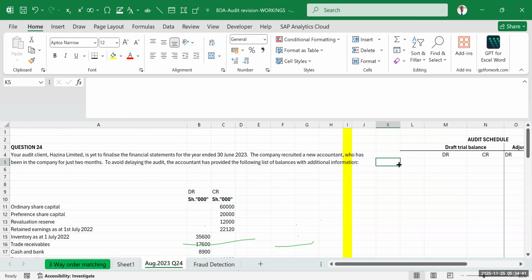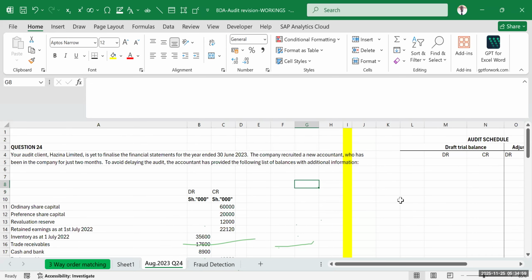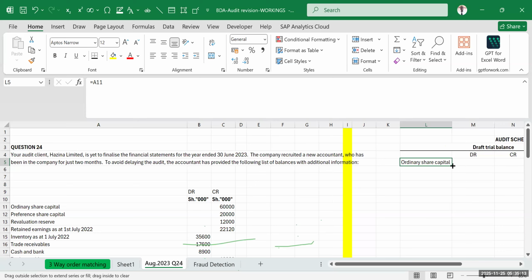In fact, I suspect that this is not the original appearance of this question. These debits and credits ought not to have been given. If the examiner gave them, then the examiner already gave us the answer for the draft trial balance. I mean, this examiner was very considerate. So I will just start transferring the balances. I just refer to the first element, and once I've referred to it, I just autofill.